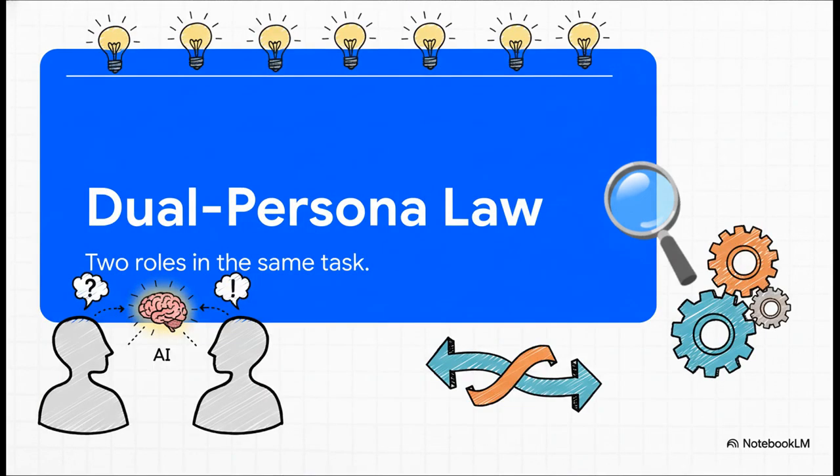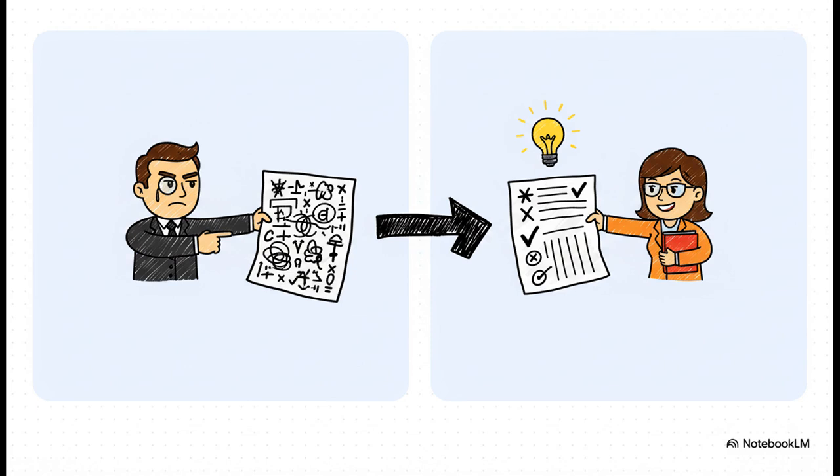And now for a technique that is both kind of fun and incredibly powerful, the dual persona law. This is where you actually get the AI to play two different and often complementary roles to solve a complex problem. This slide lays it out perfectly. You tell the AI, first act like a tough examiner and create some really hard questions about this topic. Then, in the very same prompt, you say, then switch roles and become a helpful teacher and solve those exact questions. You've just created this amazing self-contained learning tool in seconds.